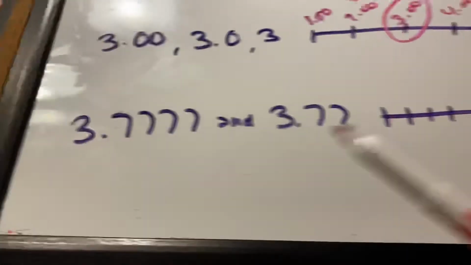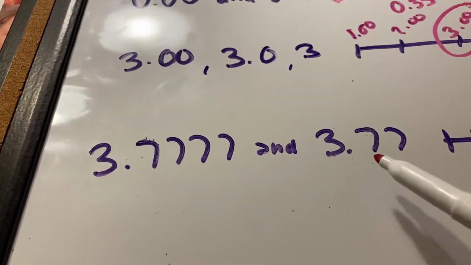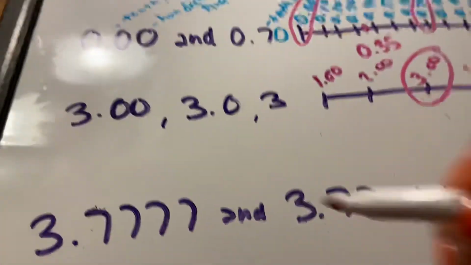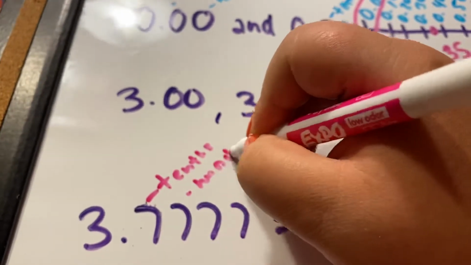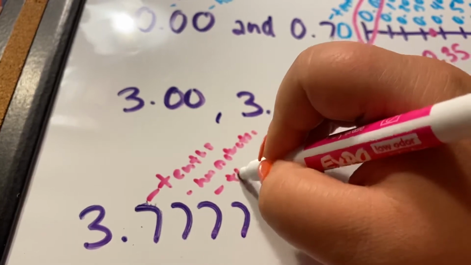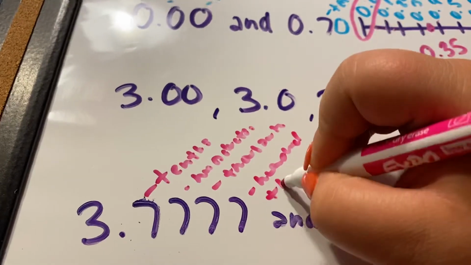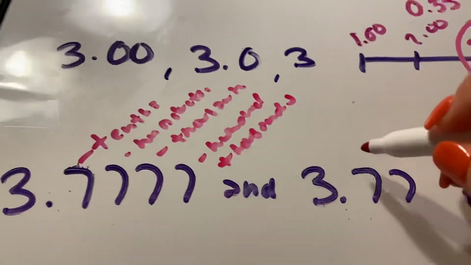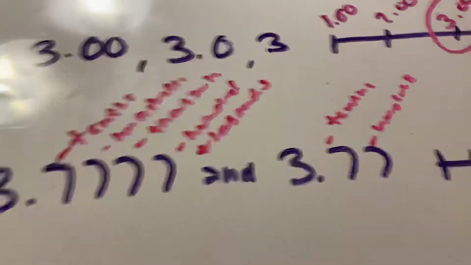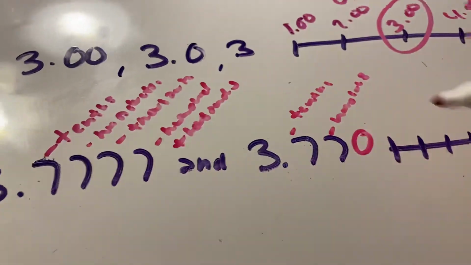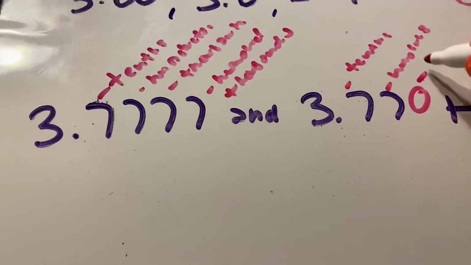So our final one, 3.7777 and 3.77. So this has a tenths, hundredths, thousandths, and ten-thousandths place. And this just has a tenths and hundredths place. So if we added a 0 onto it, we would get the thousandths place.